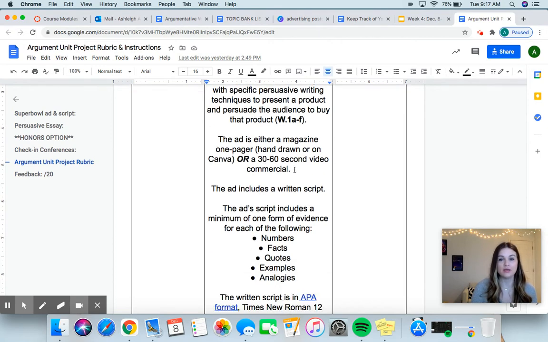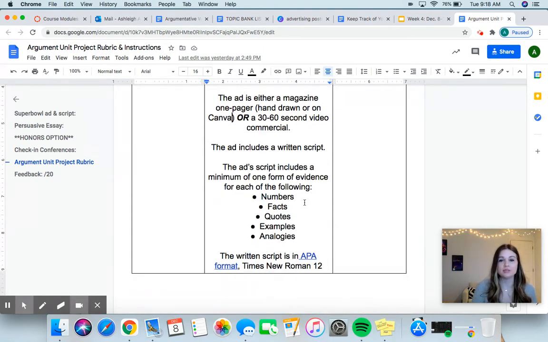With this, it needs to have all the other requirements that you're going to see, especially thinking about all the ad videos that we're going to be watching this week in week 4, excuse me. So either way, if you're doing a video or if you're doing a 1-pager, your ad has to include a written script. So for the script itself, you need to have a minimum of 1 form of the following piece of evidence. So there would be 5 total that you would need. 1 number, 1 fact, 1 quote, 1 example, and 1 analogy. You can do more than that, but that is the bare minimum.